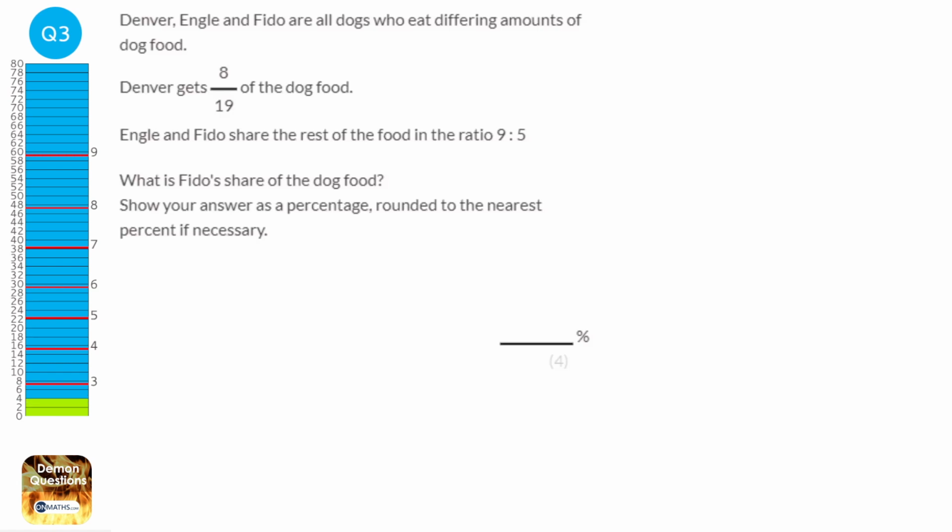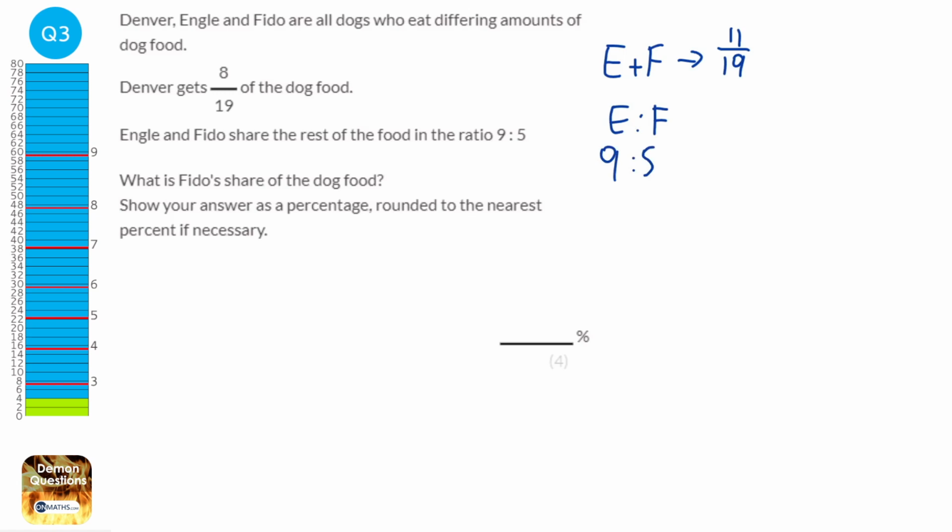The first piece of information I'm going to focus on is the fact Denver gets 8/19. That means that Engel and Fido together must get 11/19 because they have to add up to 1. So we're only looking at 11/19. I'm going to focus on the ratio next of Engel to Fido. So it's 9 to 5.